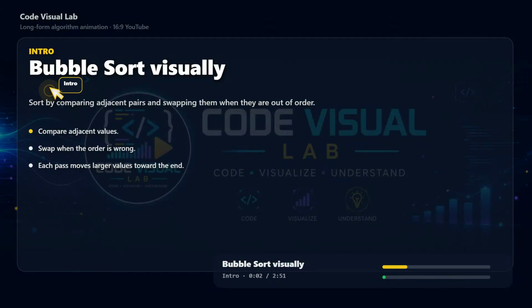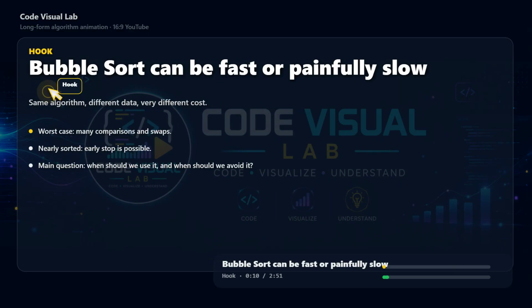Let us go straight into bubble sort. The algorithm compares adjacent pairs, swaps them when the order is wrong, and after each pass the larger values drift toward the end. The interesting part is that bubble sort is easy to explain, but not always worth using. If the data is almost sorted, it can move lightly. If the data is reversed, almost every pair must be checked and swapped. In other words, the same algorithm can feel fast or slow depending on the input quality.